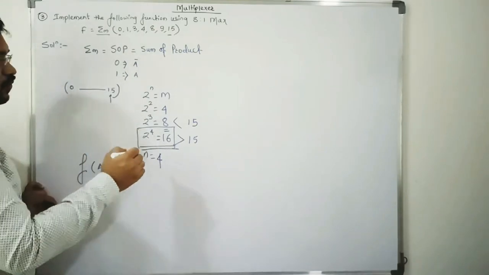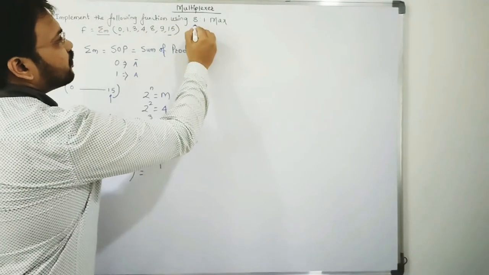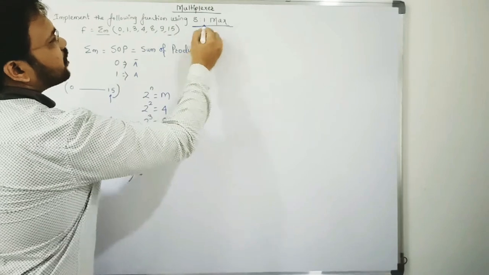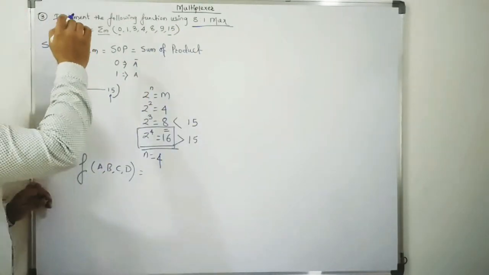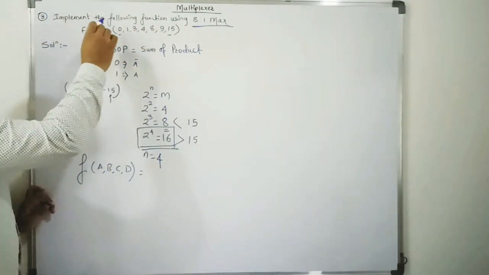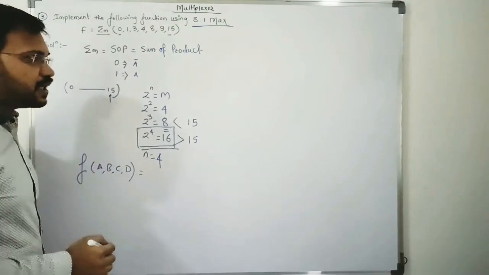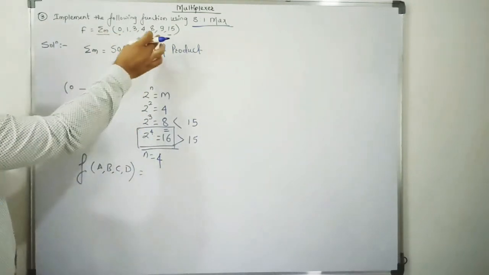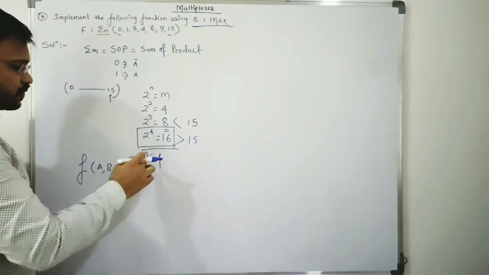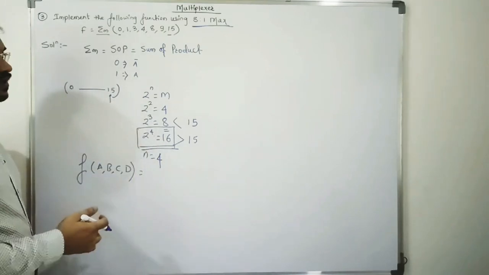But again the question arises that we have to implement the following function using 8:1 mux, and the given function is in the form of 0 to 15. So how can we convert it? We'll proceed.